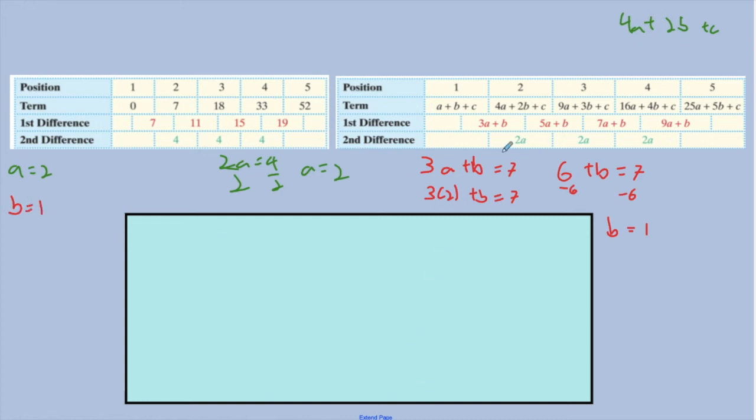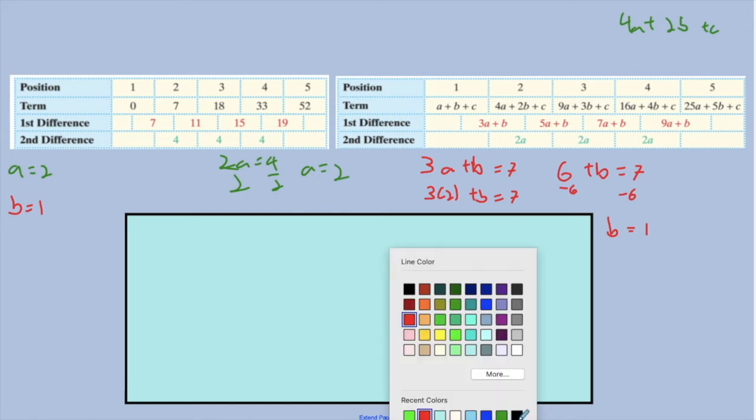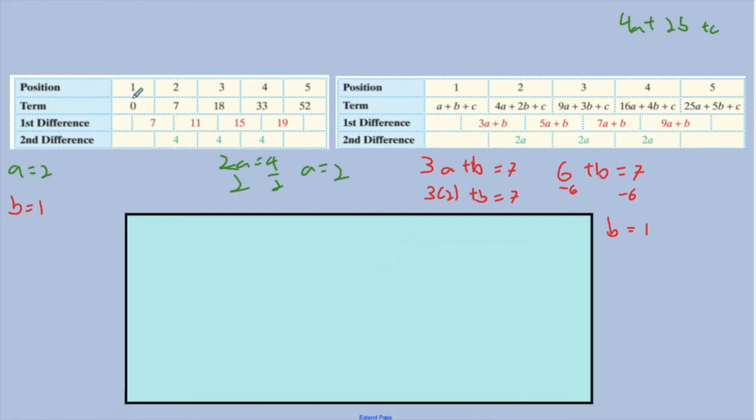And finally, we need to figure out what c is. We have multiple places we could plug that into. Let's just make it easy on us. We know 0 equals a plus b plus c, so a plus b plus c equals 0. We know a and b. A is 2, b is 1, plus c equals 0. We put 3 plus c equals 0, minus 3, minus 3. C equals negative 3.